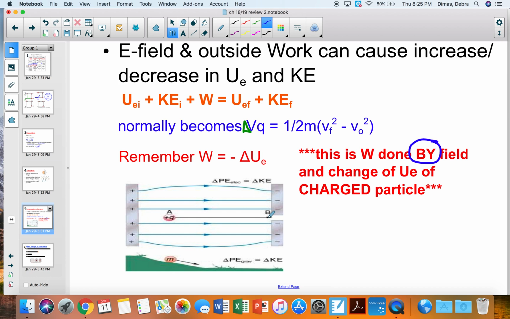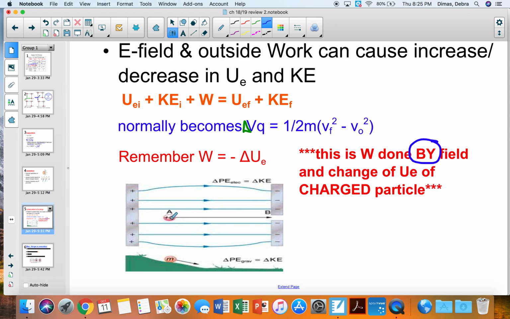The big concept is to think, is it gaining energy? Is it losing energy as potential? Or is it gaining or losing energy as kinetic? So if it's gaining kinetic energy, it must be losing potential energy. If it goes the other way, it's gaining potential energy and losing kinetic energy. And if it was negative, it would be the other way around, right?